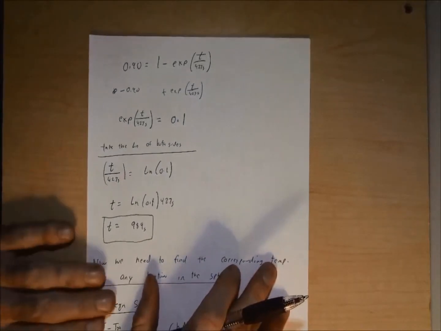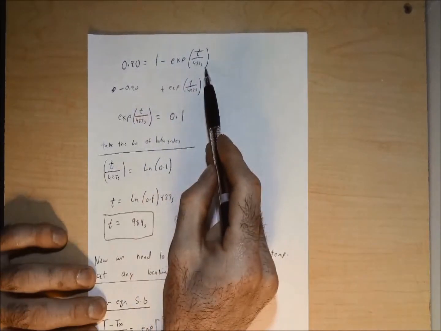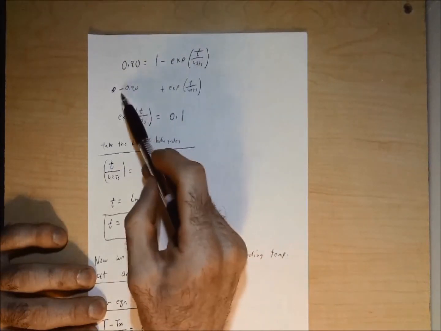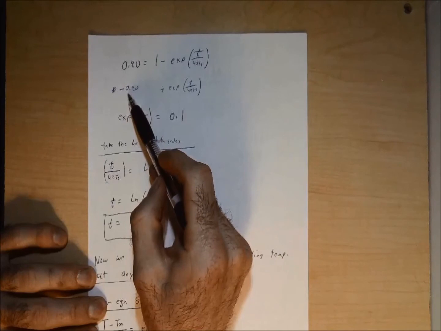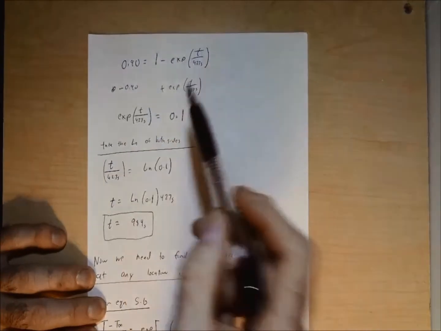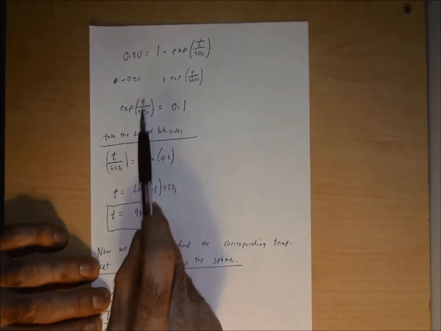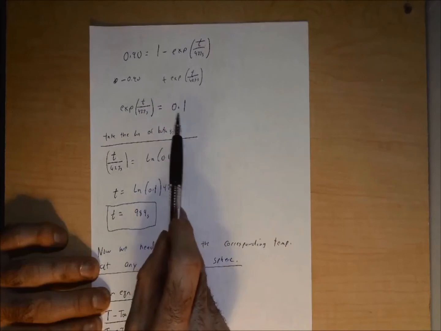We solve this relationship for t now here. We have that expression again. We rewrite it here at the top of the page. We can move things around. We can subtract 0.9 from this side, add the right-hand side of this component here, so it moves over to the other side, and we end up with this relationship here that we now have the exponent of t over 427 seconds is equal to 0.1.